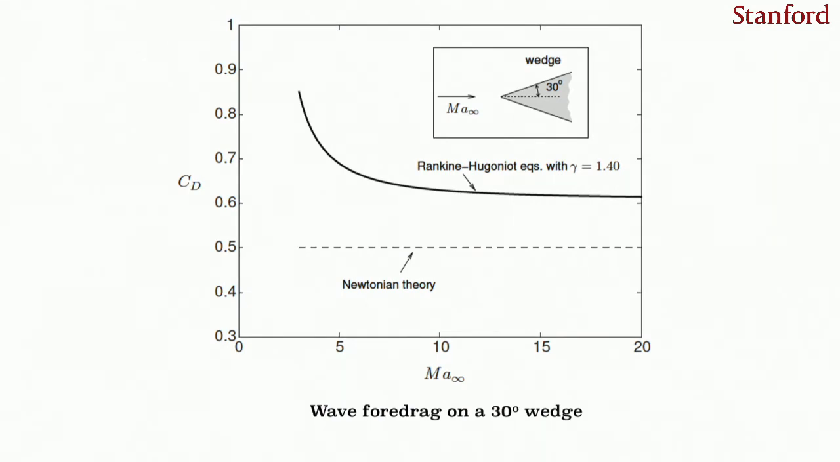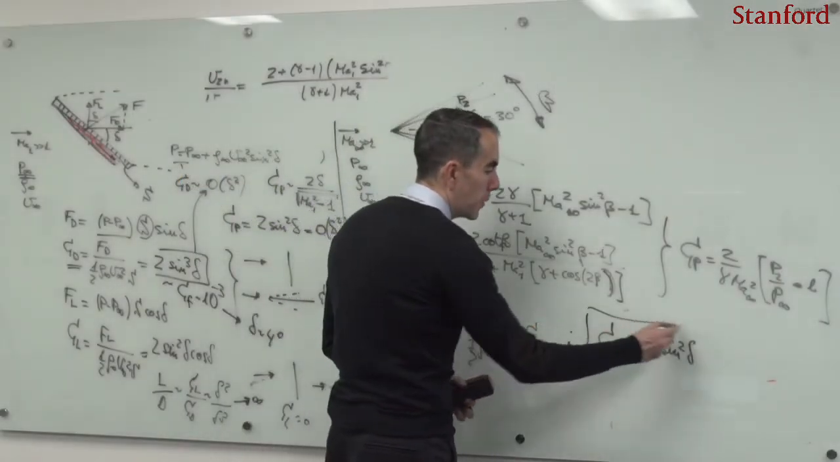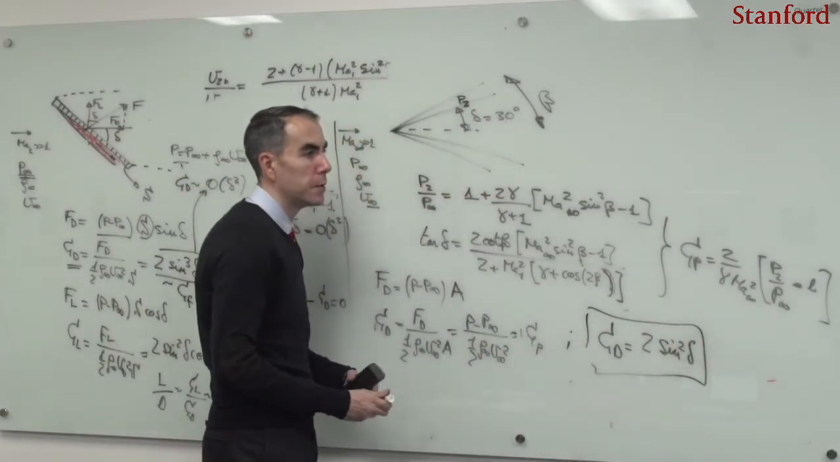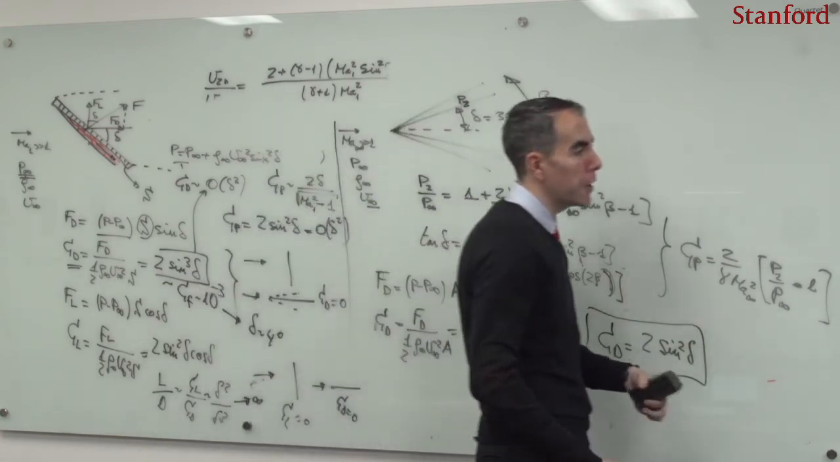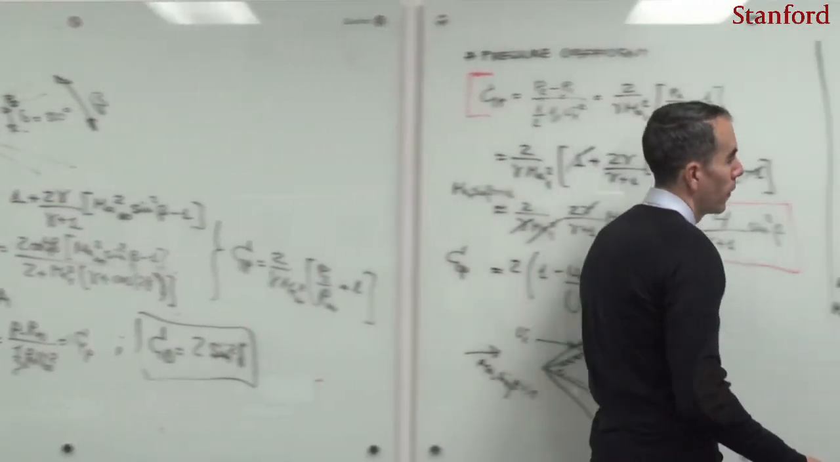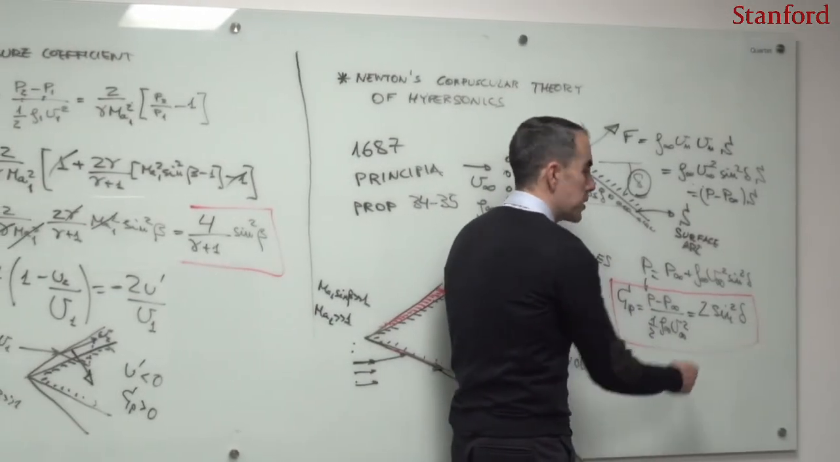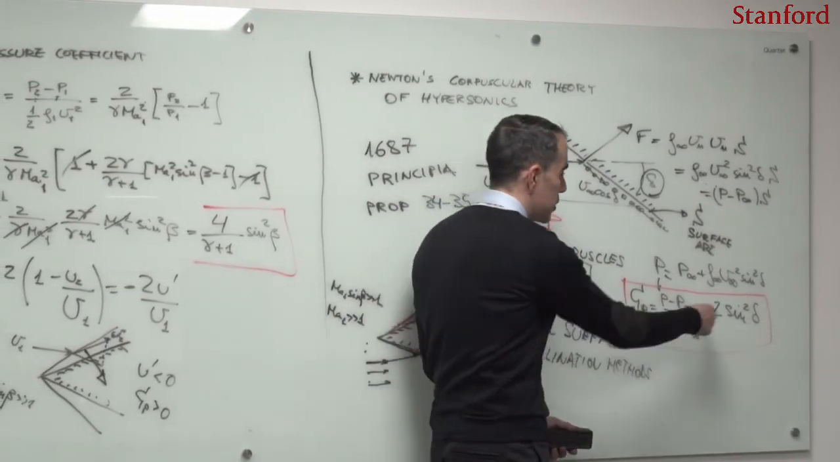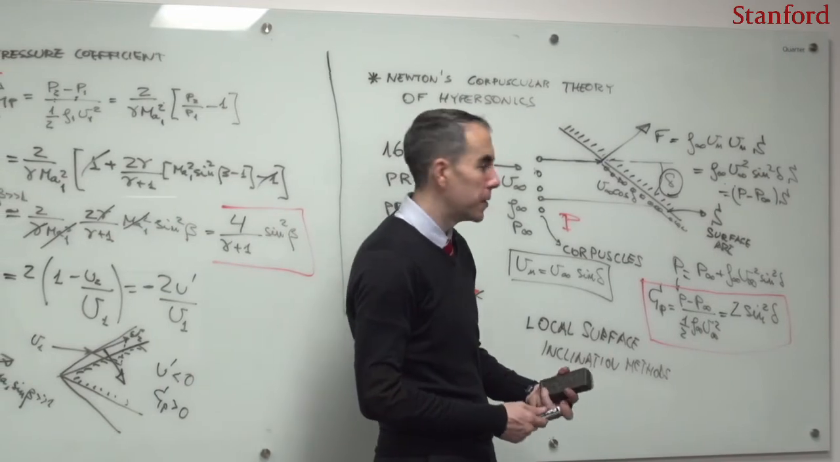Here you can see a little bit of discrepancy between the Newtonian theory and the Rankine-Hugoniot equations, right? We are talking about discrepancies of the order of 20%. But it is remarkable that the Newtonian theory is more or less in the same ballpark as the Rankine-Hugoniot equations. If I go back to this form of the Newtonian theory drag coefficient or pressure coefficient, the original form that we wrote here, this form does not depend on the Mach number, right? So this is a quantity that is independent of the Mach number.